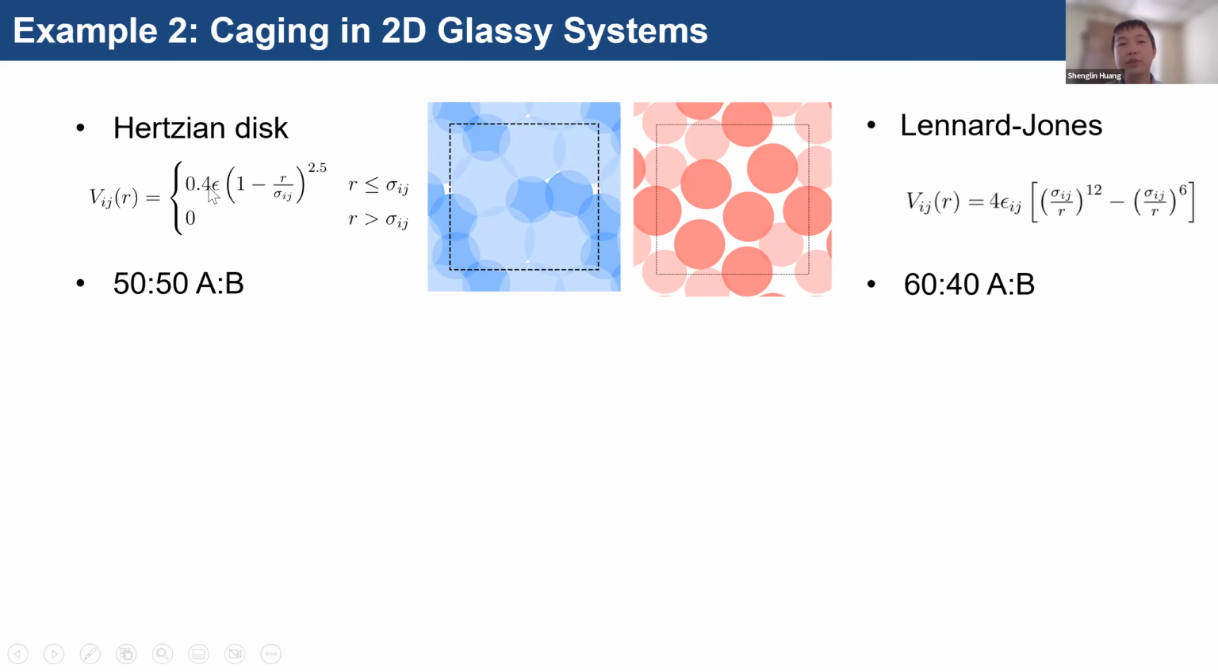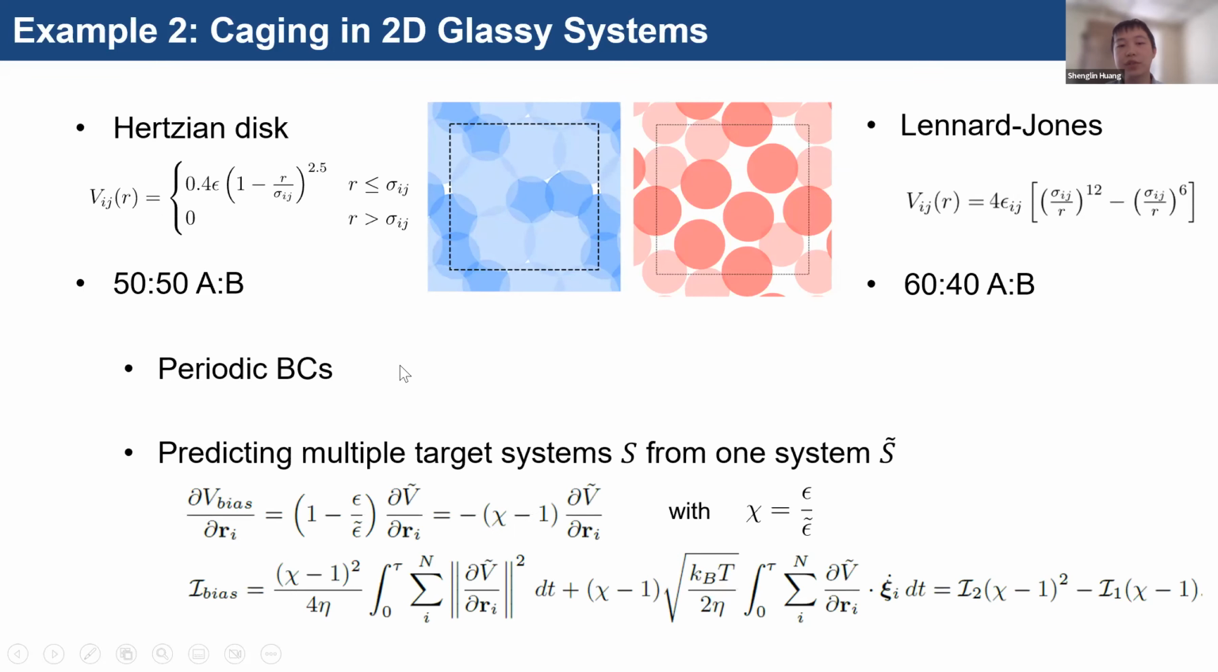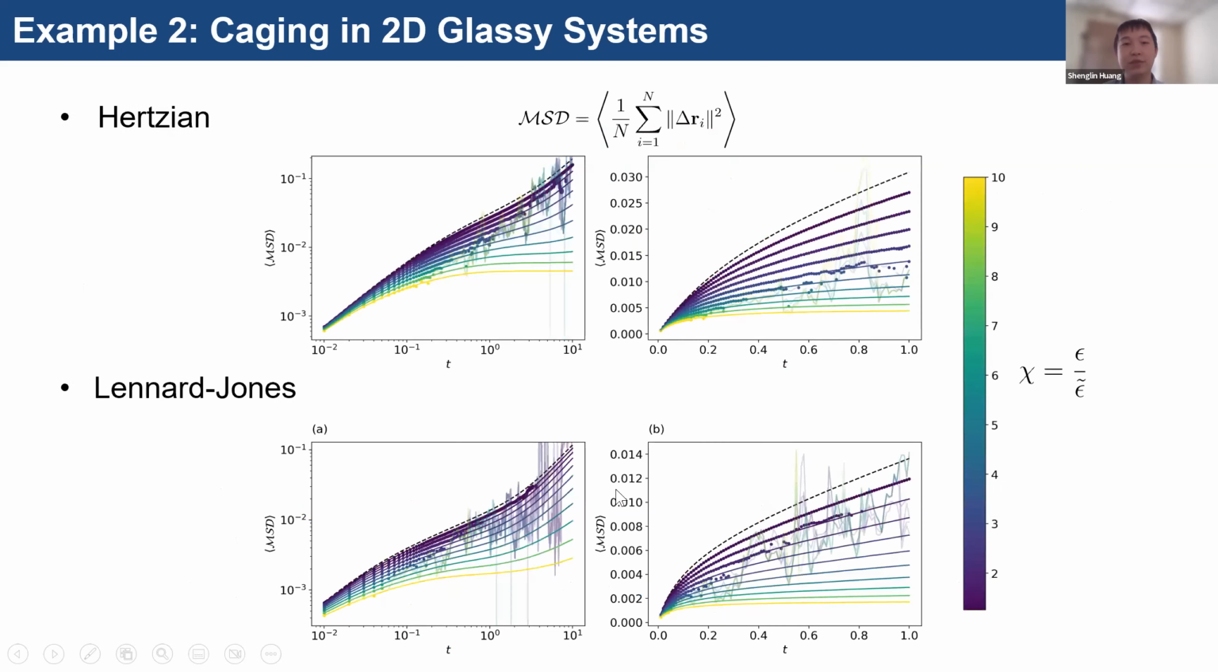Here we use two different systems, one with a Hertzian potential, one with a Lennard-Jones potential, and with periodic boundary conditions. We start to do simulation on one system, and we try to predict a different system with the same kind of potential, but with a different potential amplitude. With that strategy, we can actually predict multiple kinds of target systems with different amplitudes. I'll just skip the details to save time.